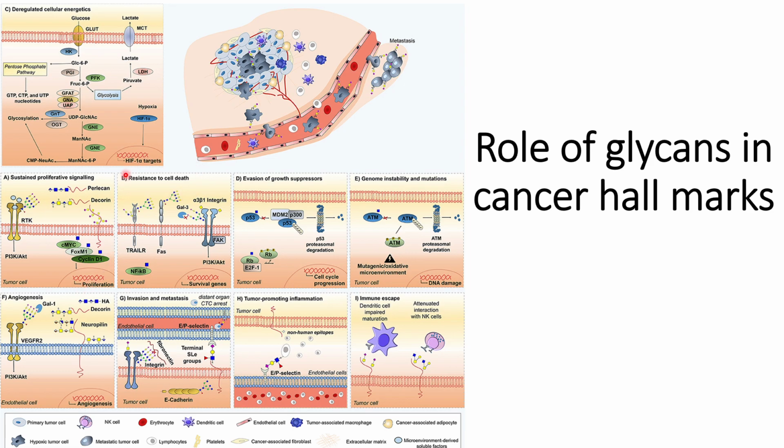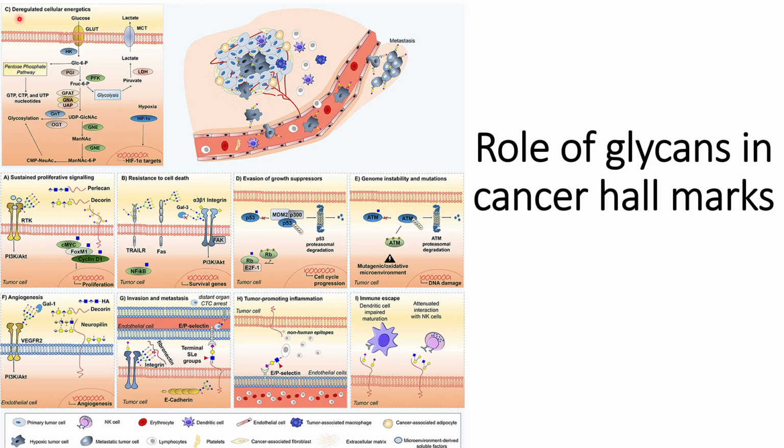Next is resistance to cell death. In this case, we have covered this PI3K-AKT pathway many times in our previous videos, in which the phosphorylation or activation of this alpha 3 beta 1 integrin leads to PI3K-AKT pathway activation, and that will trigger the upregulation of the genes that are involved in the survival of the cells. Similarly, TRAIL, Fas path and NF-kappa B phosphorylations also work towards upregulation of the survival genes.